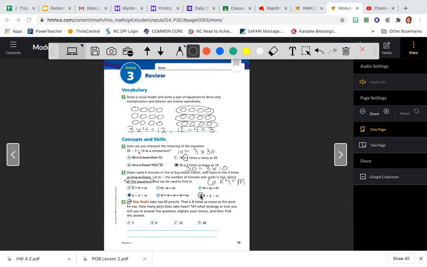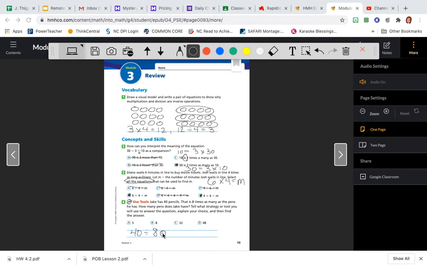Jake has 40 pencils. That is 8 times as many as the pens he has. How many pens does Jake have? Tell what strategy or tool you will use to answer the question. Explain your choice and find the answer. So we know that Jake has 40 pencils. It's 8 times as many as the pens he has. So we've got to find the smaller number of pens that he has than pencils. So to do that, I'm going to divide. So I'm going to say 40 divided by 8.